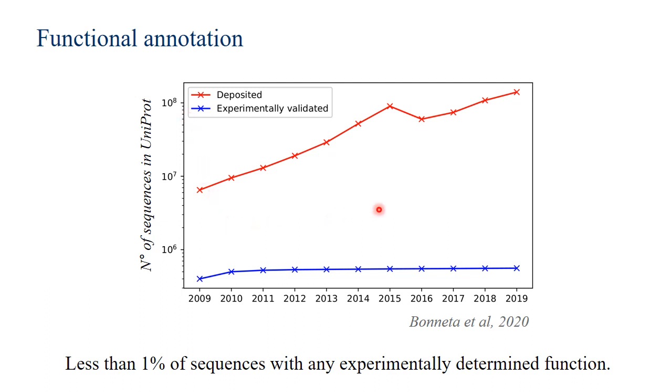We can see that the proportion of genes with experimentally validated function is very small, and that proportion will continue to decline in the future, so improving automatic functional annotation is crucial.